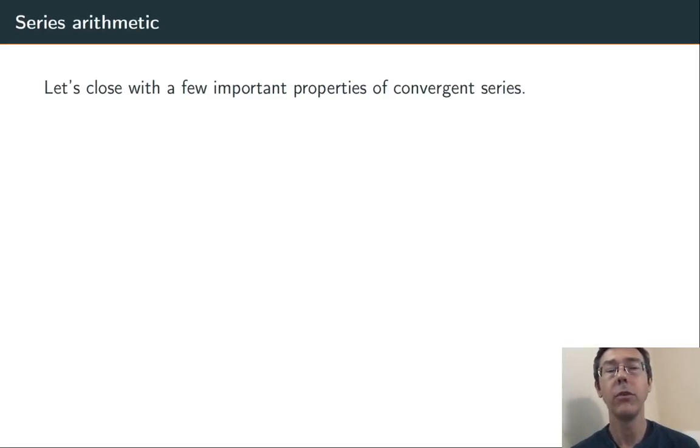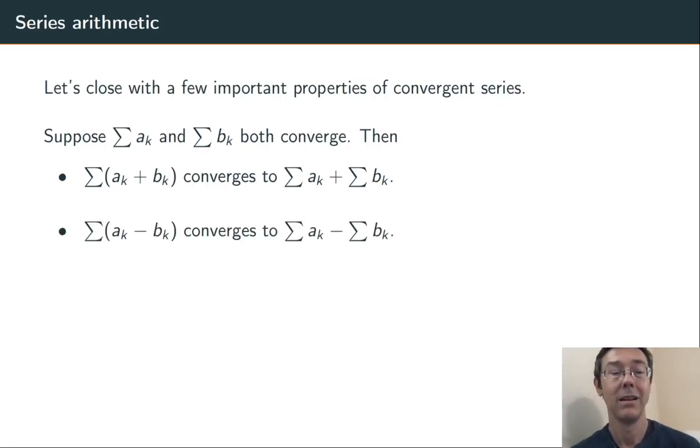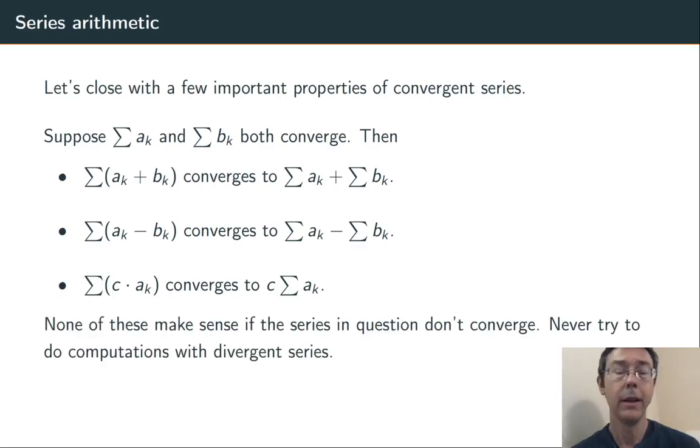Let's finish up with just a few important properties of convergent series. These are all going to correspond to properties of the summation. If you have two convergent series, a sub k and b sub k, then the sum of a sub k plus b sub k is the sum of a sub k plus the sum of b sub k. Similarly with the differences, and if you have a constant multiple here, c being a constant, you can just factor it out. Now, it's important to remember these operations are only true, and in fact they only make sense when you're talking about convergent series. If the series diverge, none of this makes any sense, and you shouldn't try to do any sort of algebra like this.